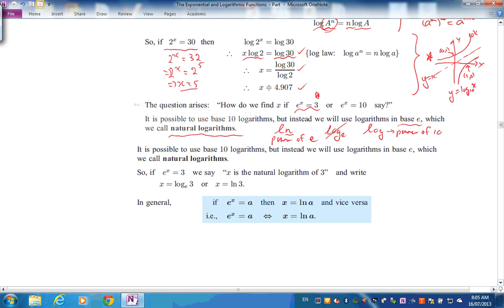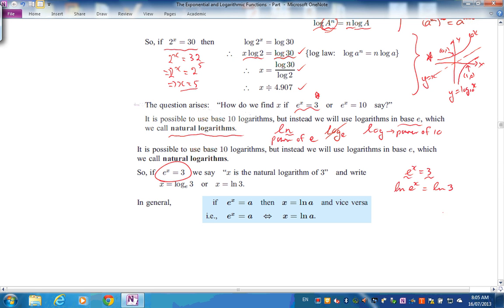If we said e to the x equals 3, we would say, well, if I took the log to the base e of e to the x, that should equal log to the base e of 3. So I'm looking for the power of e to produce both sides. I'm saying if the numbers are equal, the power of e is equal.